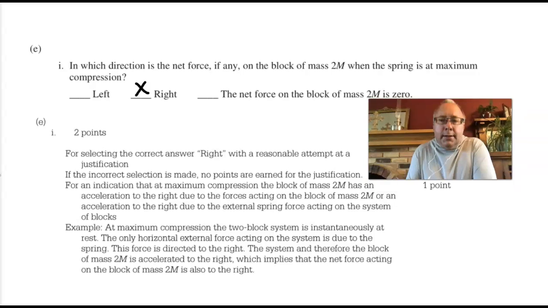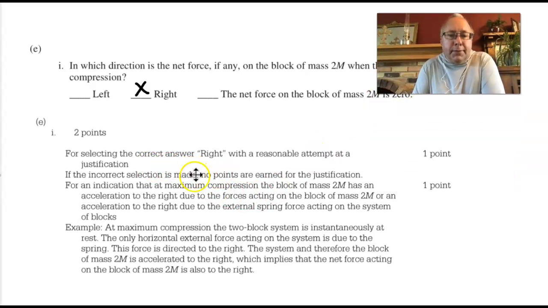So one of the things that you could say for your justification, here's kind of the examples that they gave, right? You could show an FBD, that always helps, okay, showing that there's an external spring force acting on the system of blocks. And, you know, you could say the force is directed to the right, and it's going to be accelerated to the right, and so on and so forth. So what you want to do is realize that you just have to write a little paragraph that simply explains what it is that you're thinking about there. Okay.